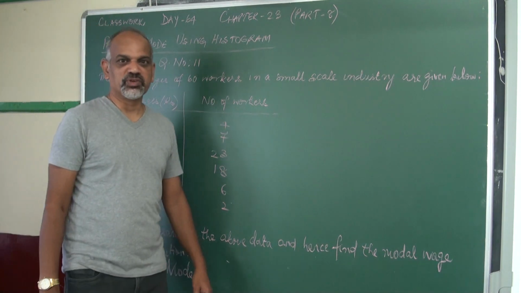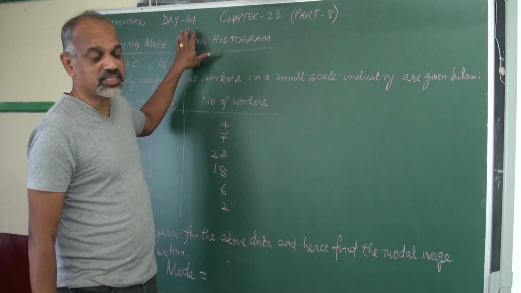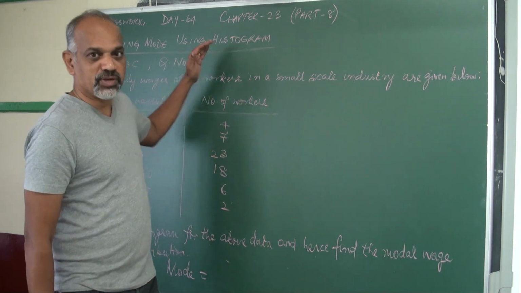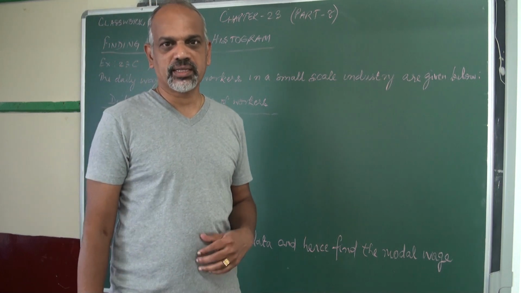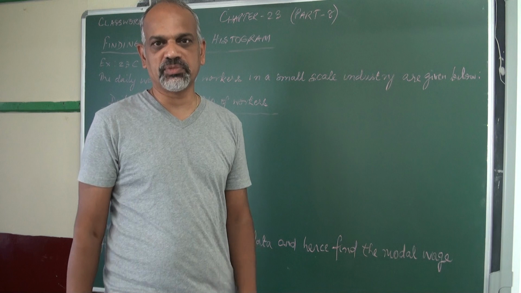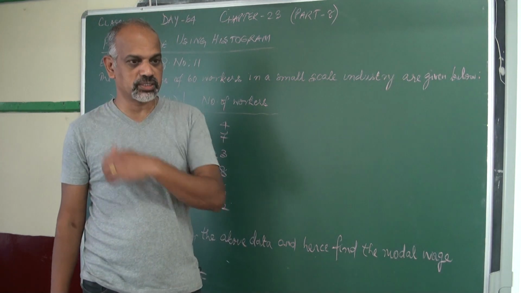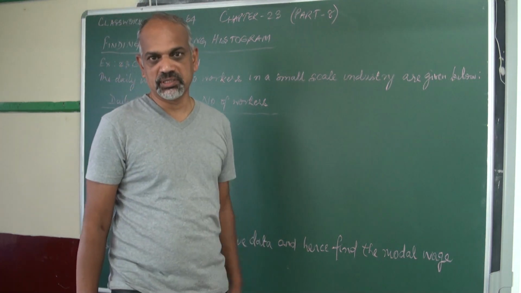This is in continuation with the chapter which we did before the exam. This is day 64, chapter number 23, that's mean, median and mode. We are done finding mean, median and mode for raw data or ungrouped data, and we found all three quantities, mean, median and mode. And the next type of data was group data with no class intervals.